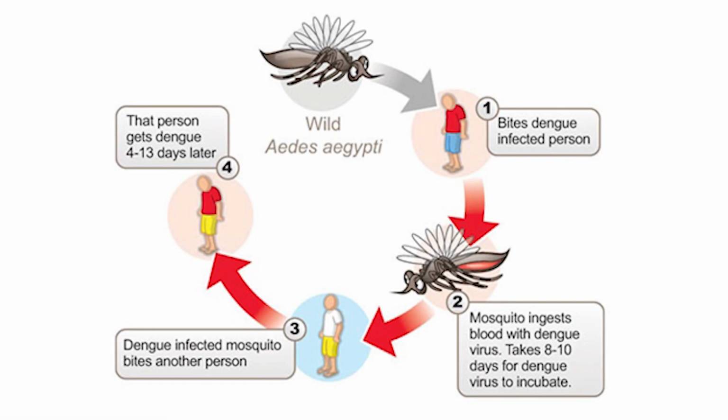Dengue fever is caused by the dengue virus, which is transmitted through the bite of an infected Aedes mosquito. These mosquitoes thrive in tropical and subtropical regions, making them prevalent in many parts of the world. Female Aedes mosquitoes are the primary carriers of the dengue virus. They become infected when they bite a person who is already infected with the virus.